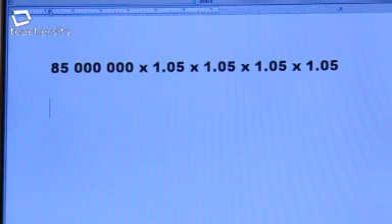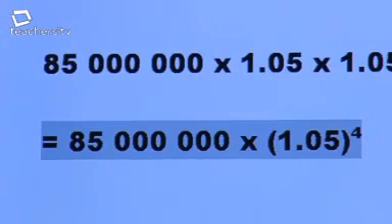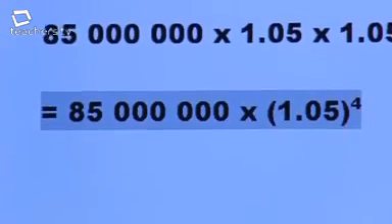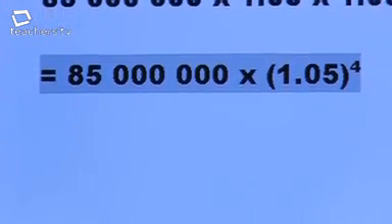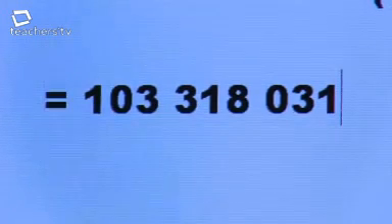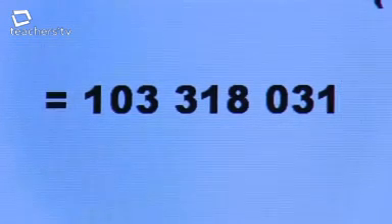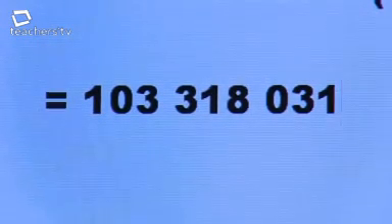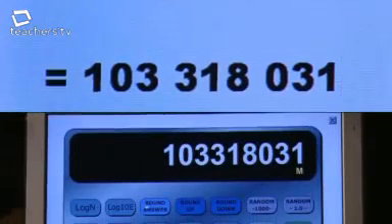In maths, all these calculations can be done in one much shorter step. To calculate the total debt after 4 years, multiply the principal sum by 1.05 4 times, which is the same as 85 million multiplied by 1.05 to the power 4. And if you work that out, you get £103,318,031, which is exactly the same as before.